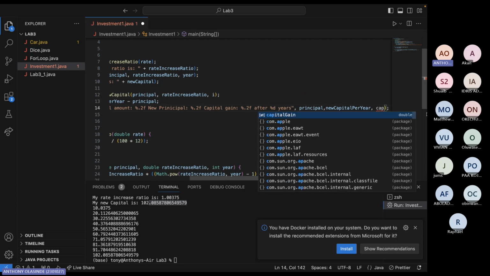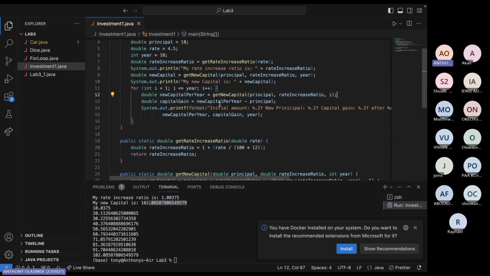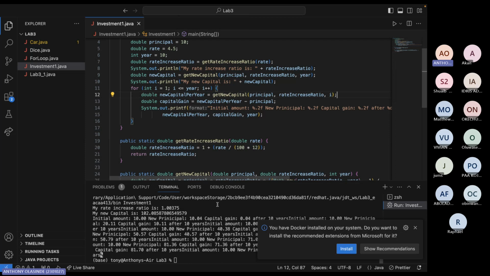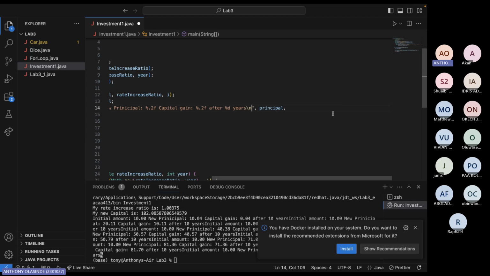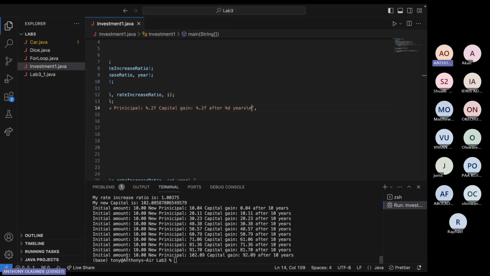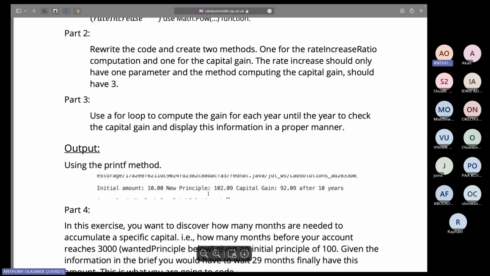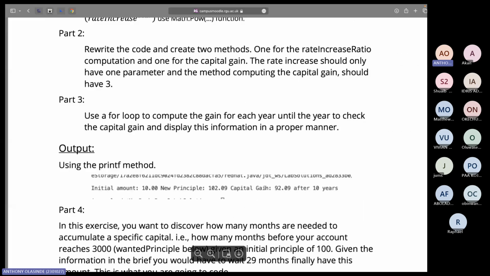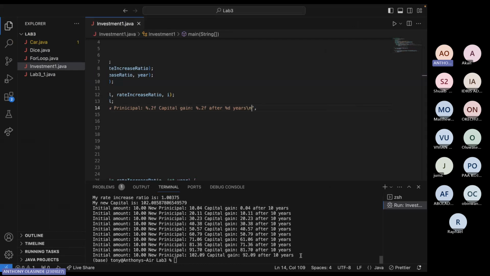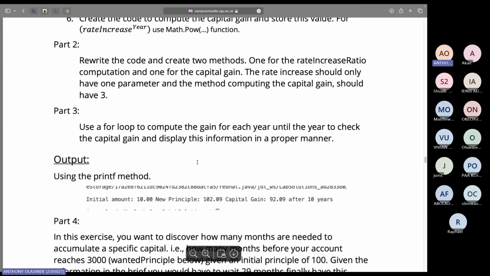So capital gain, then year, right? So let's do that and see what we get. That's ugly. Let's take it off a bit. So that gives us the last one. Initial amount, which is 10. I think they just printed the last one. Initial amount is 10. New principal is 102.09. Capital gain is 92.09. And after 10 years. So that is good. So yeah, let's go to the next one.